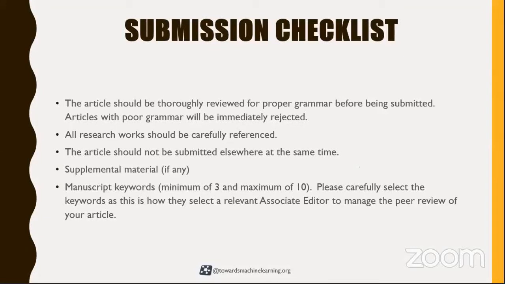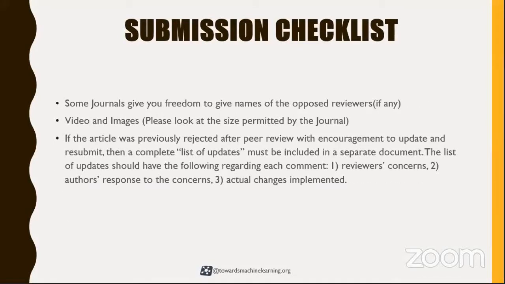They have software with them, which will extract the keywords from your research paper and assign you the relevant associate editor. Then some journals give you the freedom to point out names of opposed reviewers, if any. This is an optional part. If you think a certain person should not review your research paper, you can mention it here.